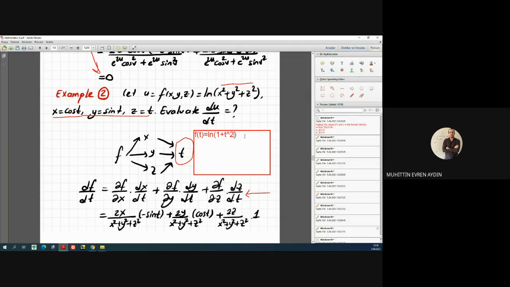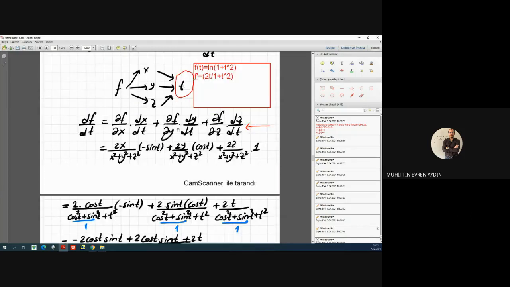And you have to take some derivatives, or directly the derivative with respect to t, you obtain the derivative of f equals 2 times t over 1 plus t squared. Yes. This is another way.